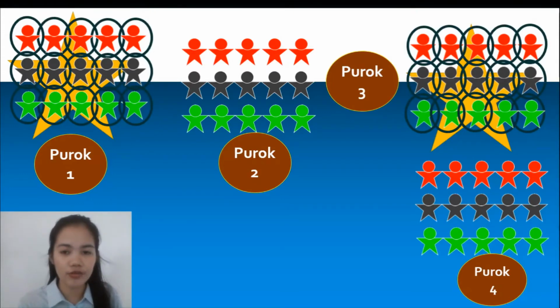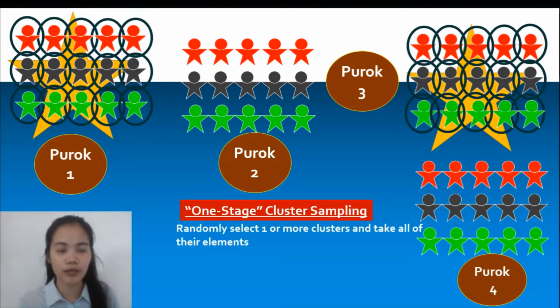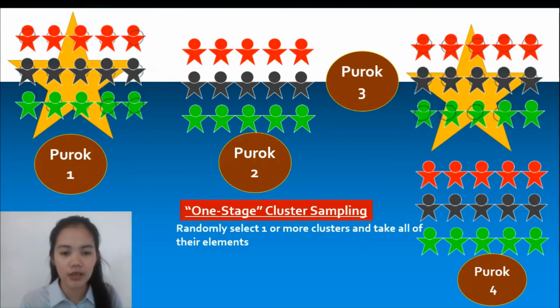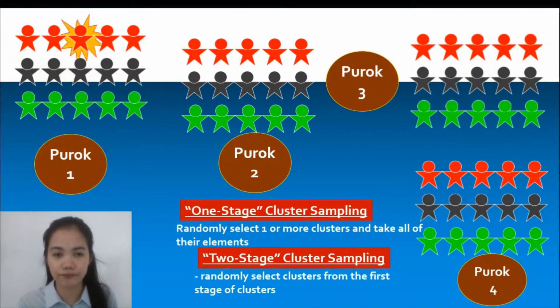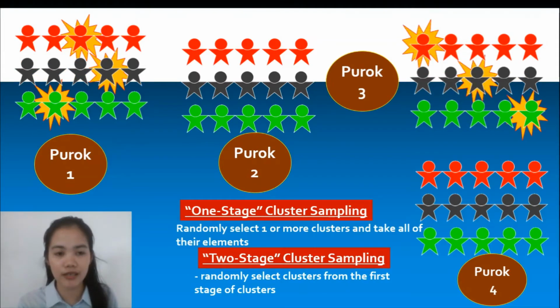If we're going to use all the elements in the clusters of Purok 1 and Purok 3 as the sample, that is what we call one-stage cluster sampling. But if we are going to randomly select a sample from the selected cluster Purok 1, that is called two-stage cluster sampling. We randomly selected 3 from Purok 1 and 3 from the selected cluster Purok 3. And that is two-stage cluster sampling.